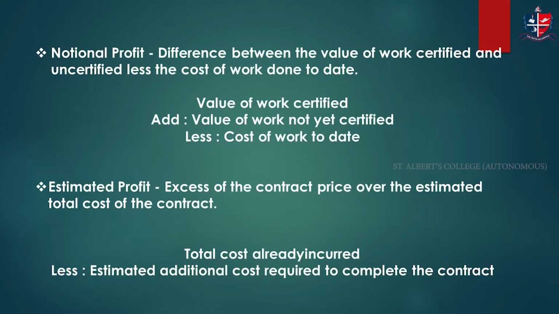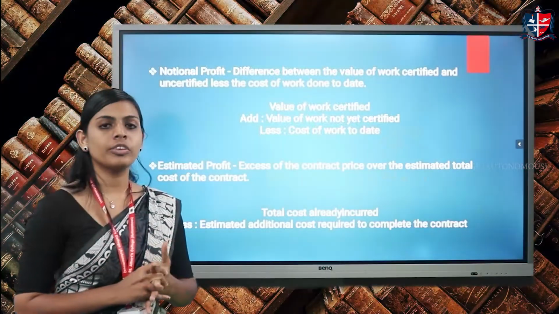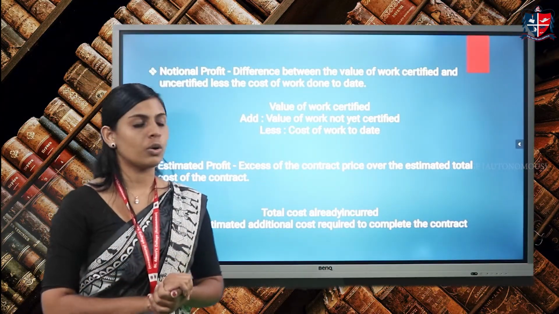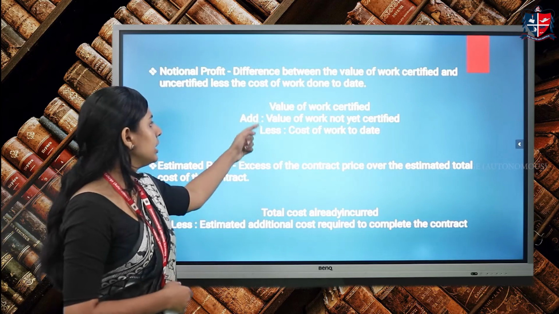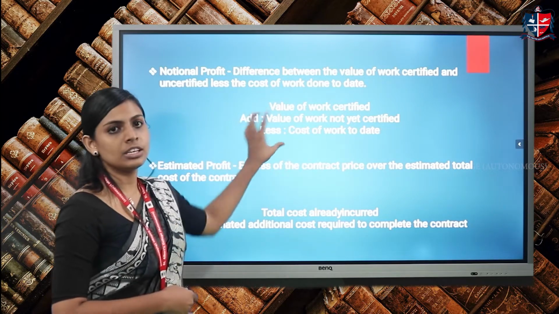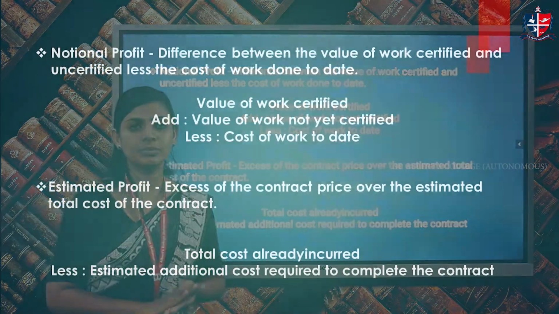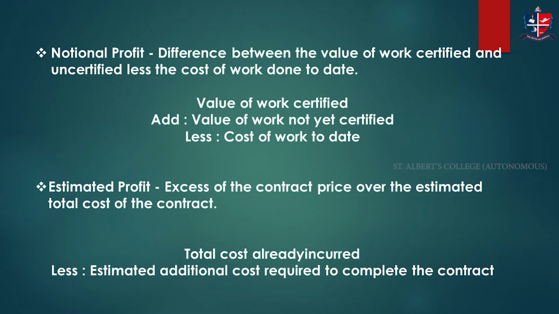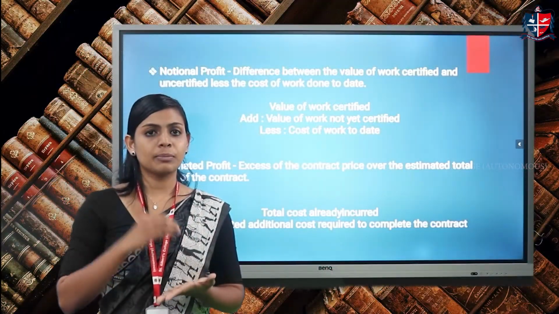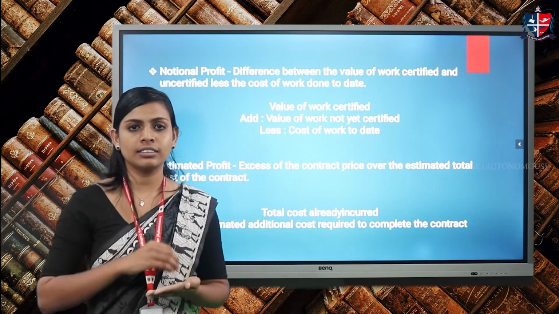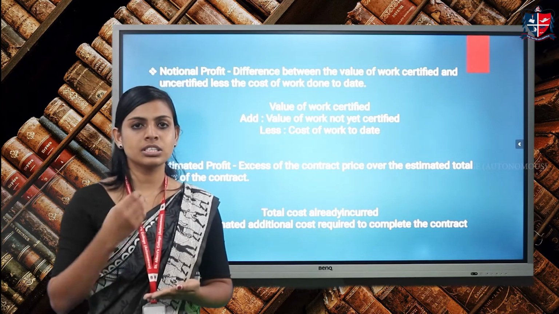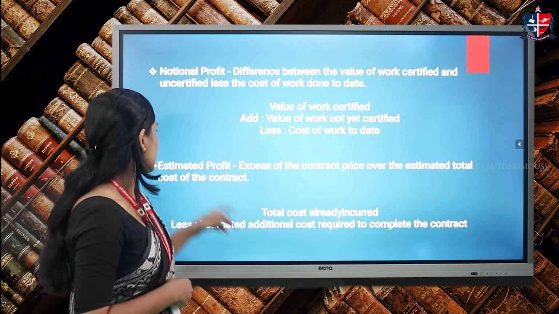Now we'll move to the last two concepts under contract costing, that is notional profit and estimated profit. So notional profit is basically the difference between value and the cost. So value means we have to include value of work certified and work uncertified, and from that we have to deduct cost of work to date, and then we'll get notional profit. So notional profit is basically the difference between value and cost. Estimated profit is the excess of contract price over the estimated total cost of the contract. That is, so much cost will be incurred, and a price will be determined over the cost. That is an amount that can cover the cost, and over and above, an amount will be determined, and that amount is known as estimated profit.